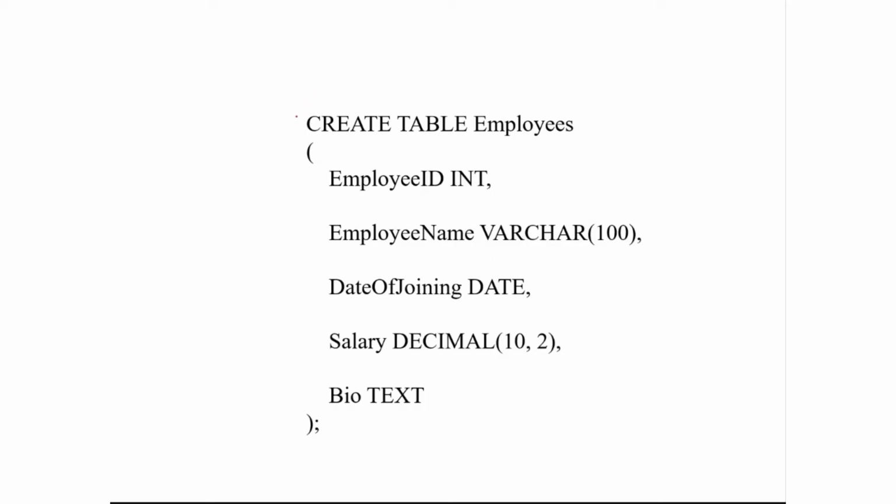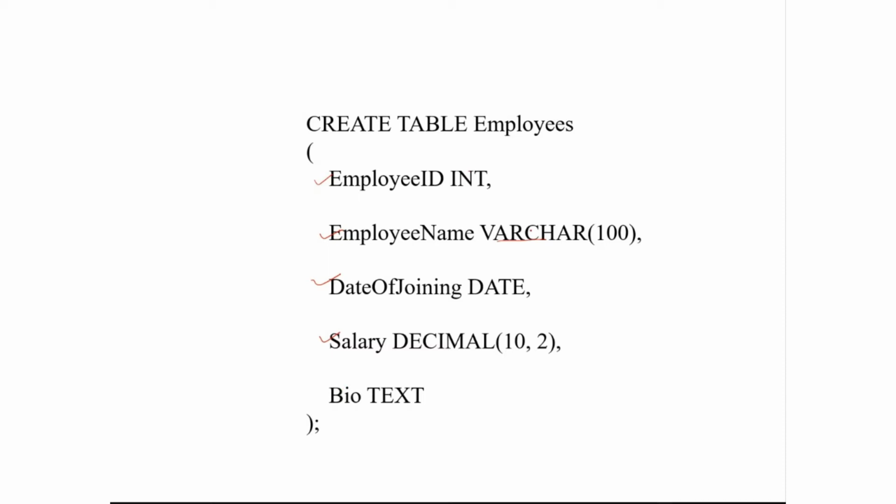I have created another new table. How many columns are there? This is the first column, employee ID, integer; employee name, varchar. Instead of first name and last name, I've taken the name itself. Then date of joining, then salary, which is decimal, and then text. Bio is for the biography. So all five data types we have covered in this table.